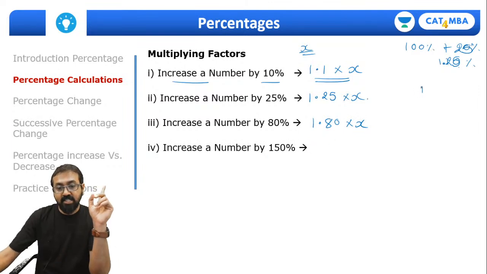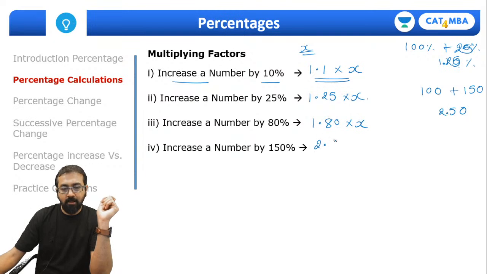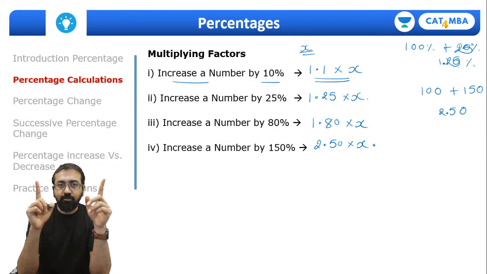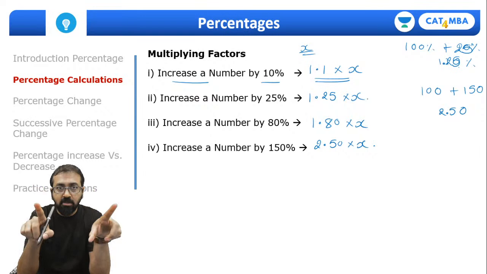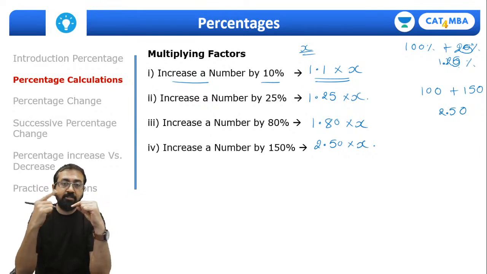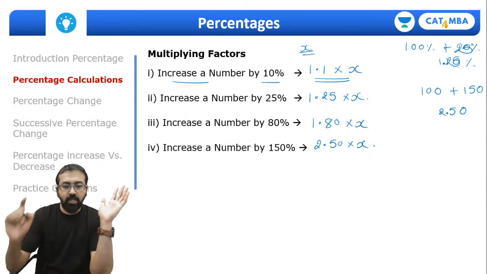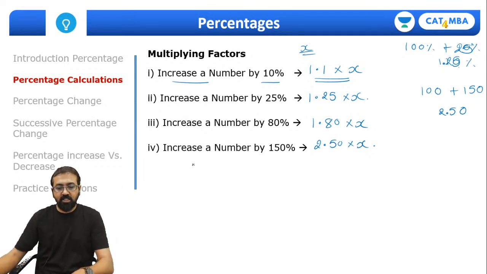So now understand this part. 100 plus 150. It's going to be 250. So the multiplying factor will be 2.5 over here. 2.5 or 2.50 into x. See, please understand, once again, let me clarify this thing. If you want to find out 150% of a number, then the multiplying factor is 1.5. If you want to increase a number by 150%, then the multiplying factor will be 2.5. Are we all clear with this, everyone? Okay, show me a thumbs up if you are with me.